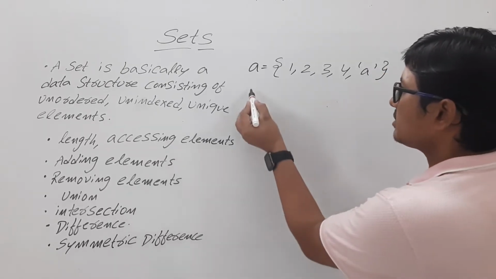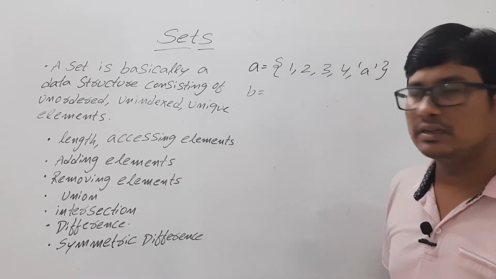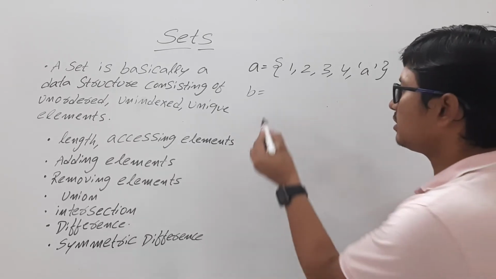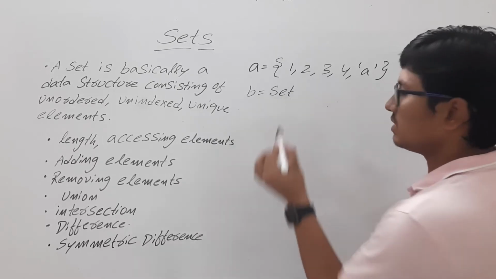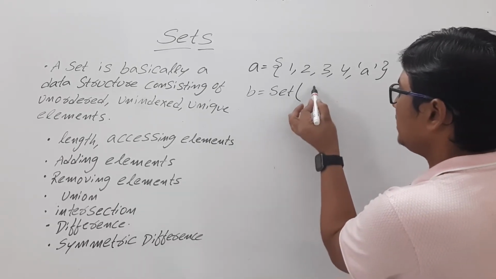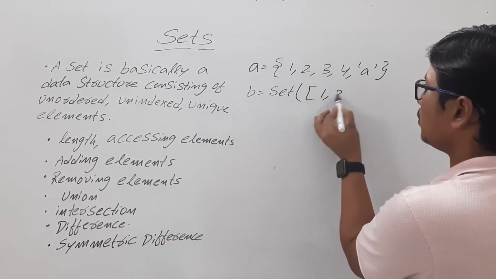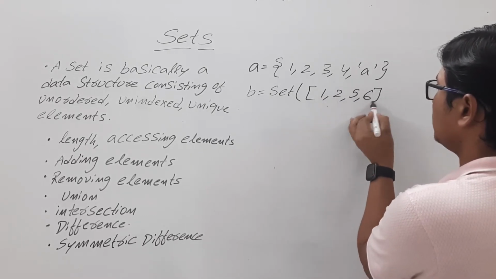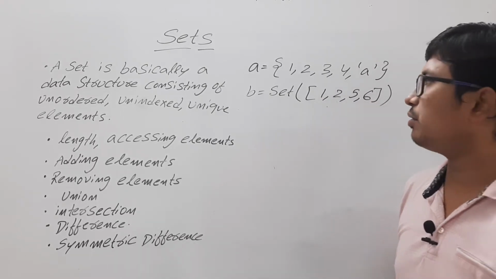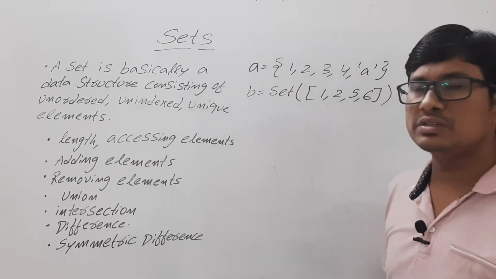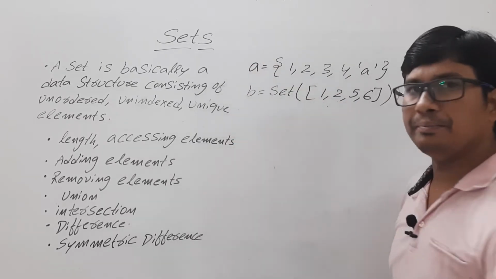Okay, now let me discuss how we can create the set in a different way, the second way. You can use set and you can write the elements here. Let me give the values 1, 2, 5, 6. Okay, so this is the second set I have created. So now I have two sets, A and B.